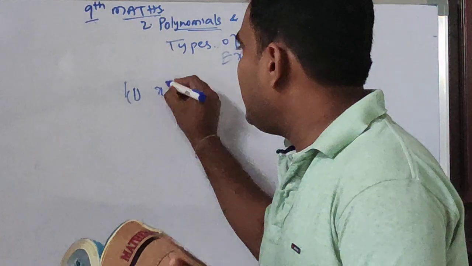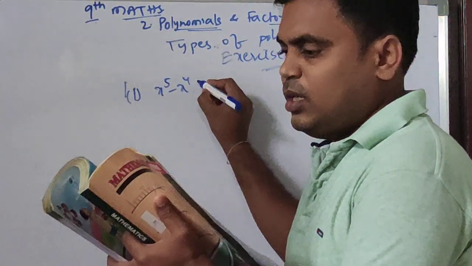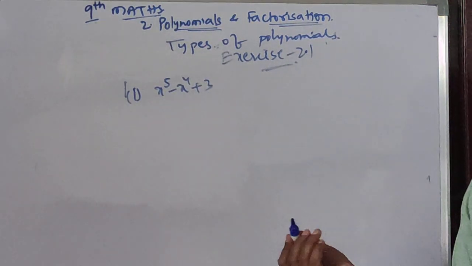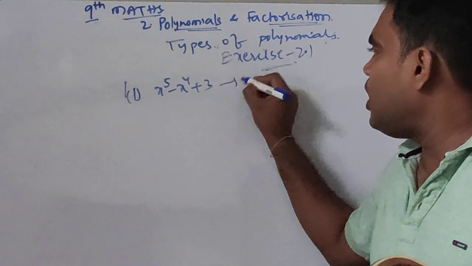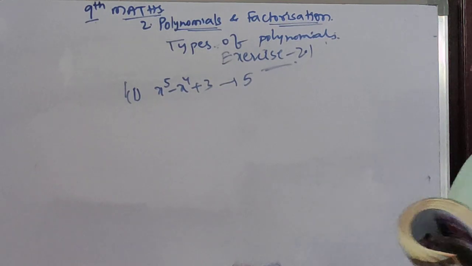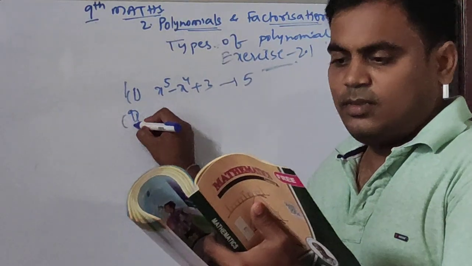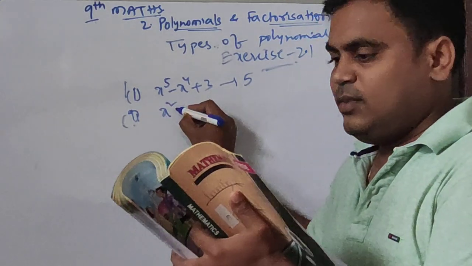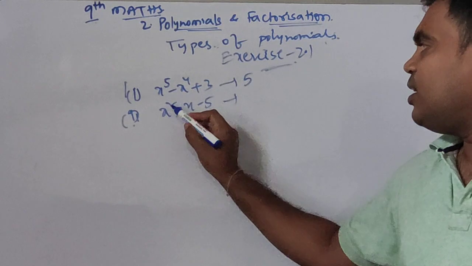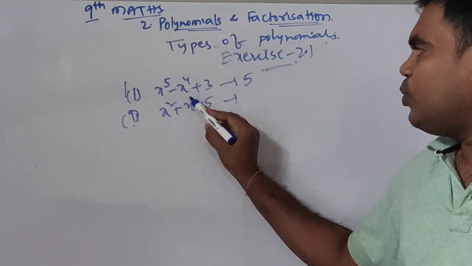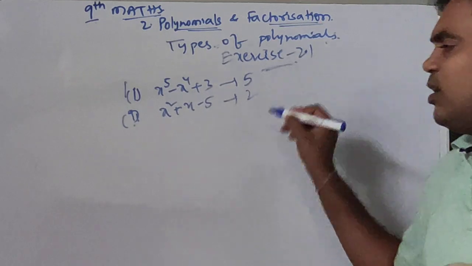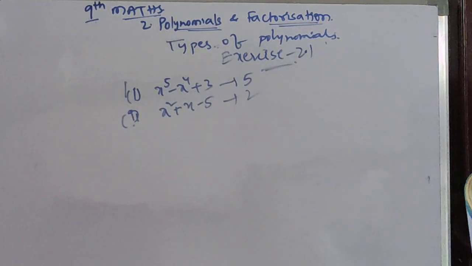x power 5 minus x power 4 plus 3. If we are taking powers 5 and 4, which one is bigger? 5 is bigger. So the answer 5 is the degree of that polynomial. Next, second, x square plus x minus 5. So highest power. If we are taking the powers 2, 1, which one? In this 2 is the bigger one. So degree of the polynomial is equal to 2.